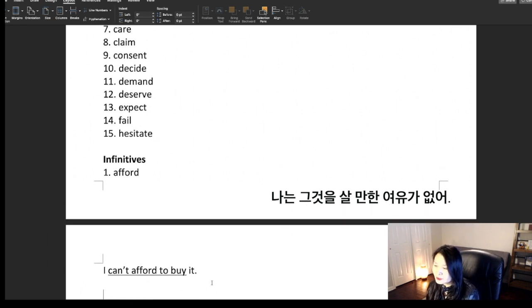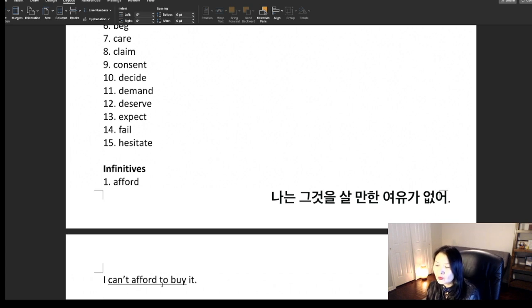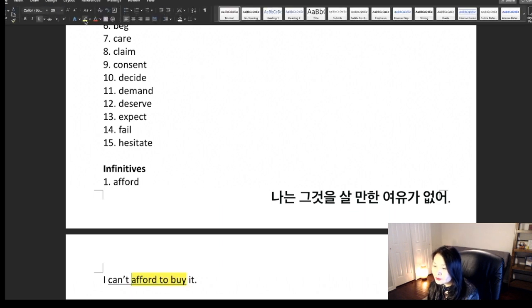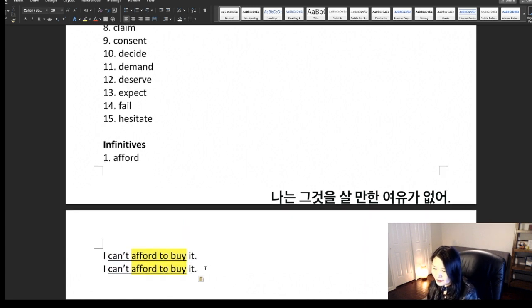Alright, so first one, afford. I cannot afford to buy it. So when you look at here, after afford, we're using two infinitive, right? I cannot afford to buy it. I cannot afford to buy what? Maybe you wanna say, I cannot afford to buy a car, right? Or you can say, I cannot afford to buy a house.